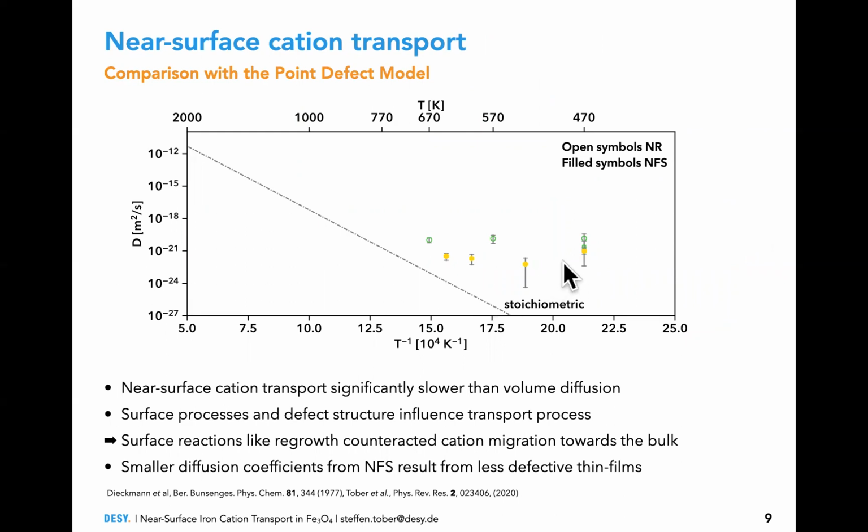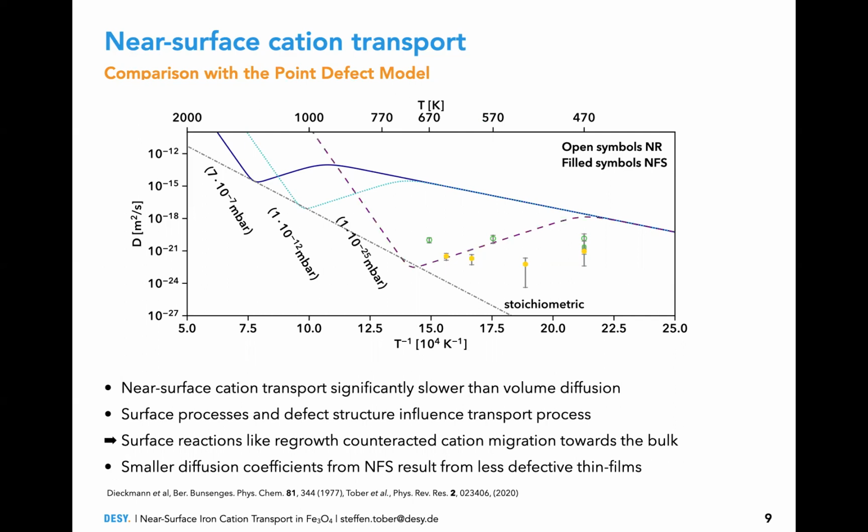So the diffusion coefficients we obtained from the neutron and the nuclear forward scattering studies are way higher compared to the stoichiometric case, which makes sense because our sample was not stoichiometric, but they are still lower than expected by the point-defect model for the pressures we were working at, about 10 to the minus 7 millibar. Assuming that most of the pressure we had was water, I also did a simulation for 10 to the minus 12 millibar oxygen, but the diffusion coefficients still would be a lot higher. Only assuming unreasonably low oxygen pressures would we come close to the model.